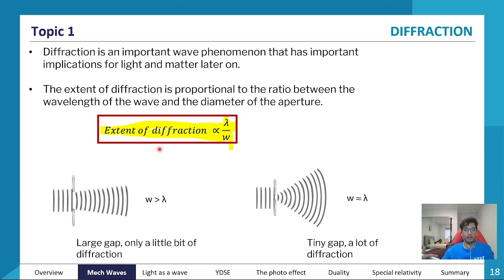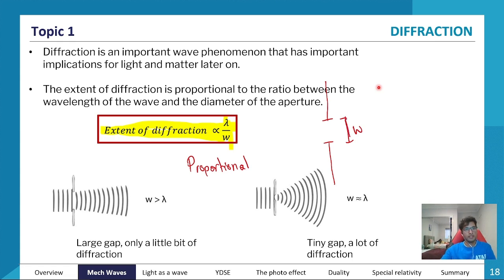Like you can't say, oh, this is diffracting by 200 or this is diffracting by half. Diffraction is sort of like a qualitative thing. You can't really measure it. And that's why we have this sign, which is the proportional sign. So what this is saying is that the extent of diffraction is proportional to the wavelength divided by the width. Wavelength is just the wavelength of the wave, and the width is the distance between the gaps. So if this is our setup, the width would be this distance, the distance between the two gaps.